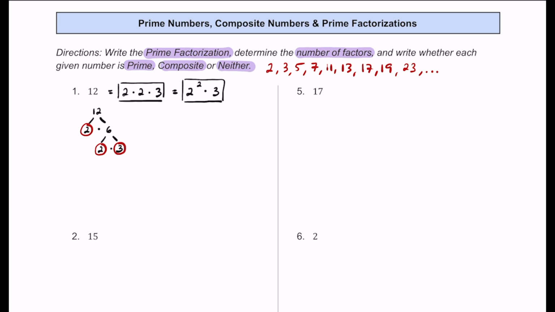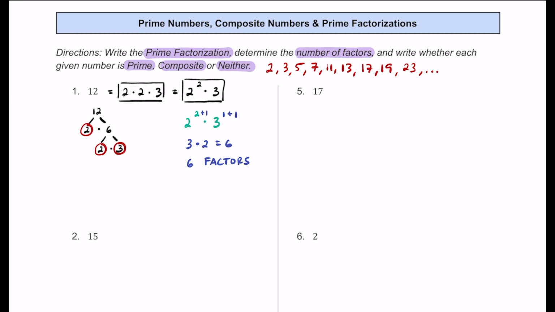Now, to determine the number of factors that 12 has, I recommend using the exponent form of the prime factorization, so this 2 to the second power times 3, because what you can do here is take this prime factorization, it's 2 to the second power and 3 to the first power, right? There's 2 2's and 1 3, and if you add 1 to each of these exponents and then multiply those sums together, you're going to get the total number of factors that the number has. So the 2 plus 1 equals 3, and then 1 plus 1 equals 2. If we multiply 3 by 2, that's 6. So we now know that 12 has a total of 6 factors.